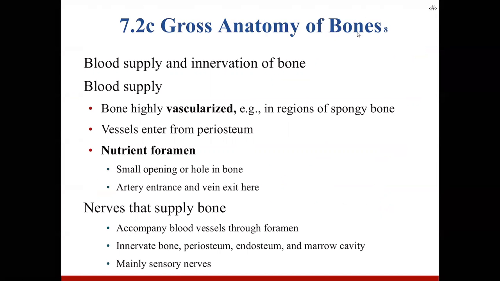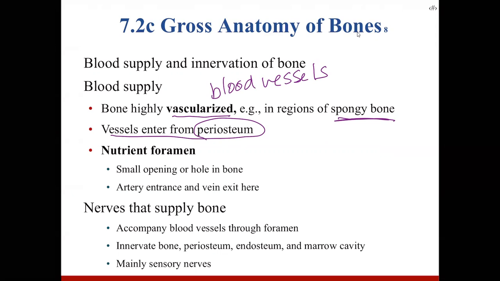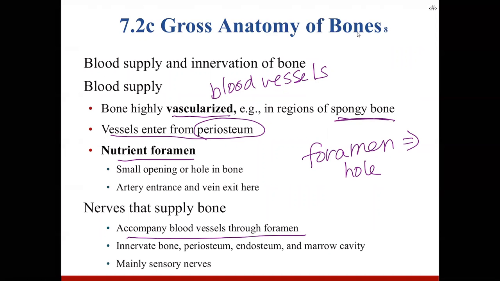Okay, now bone, it's alive. It's actually alive, right? You have to remember that because you think of it as something that's not really alive. Okay, so it can be highly vascularized. So that means it has lots of blood vessels, right? And the spongy bone has lots of blood vessels. So the blood vessels are going to enter from the outside from the periosteum. Okay, there are these holes in it. So anytime you see foramen, okay, foramen means hole. Foramen is a hole. Okay, so a nutrient foramen is a small opening in bone, and arteries and veins can enter and exit there. The nerves can also go through there. Okay, the nerves are mainly sensory nerves.